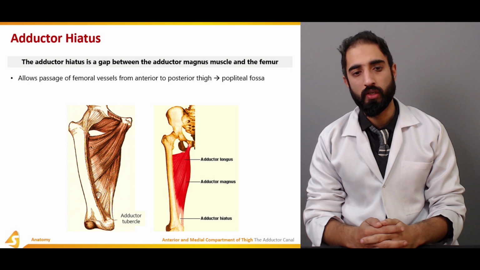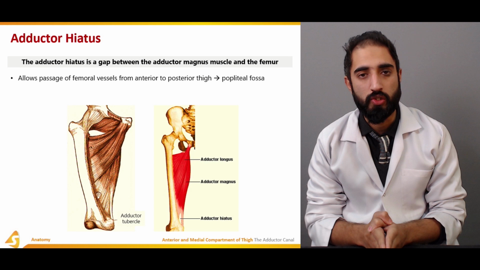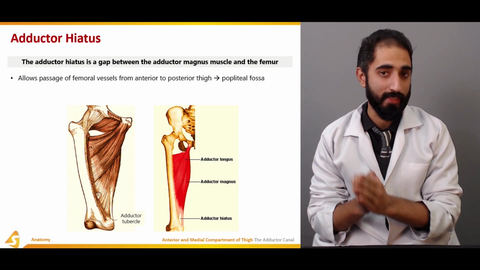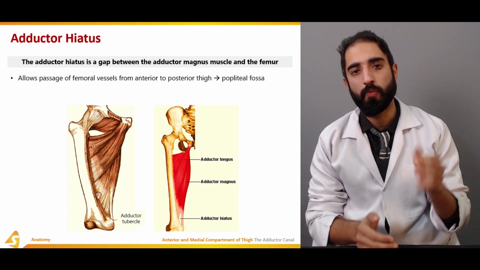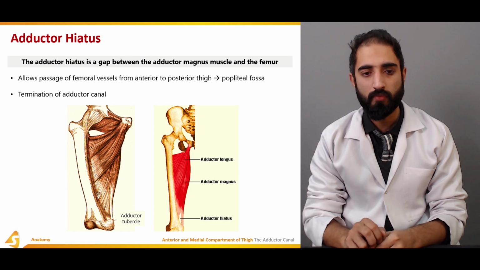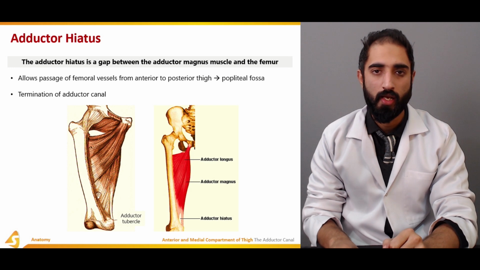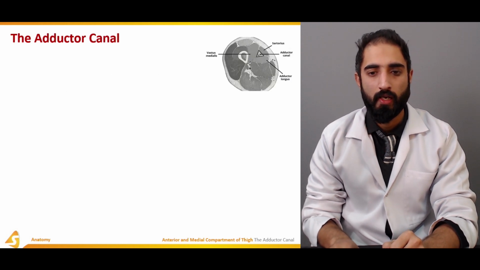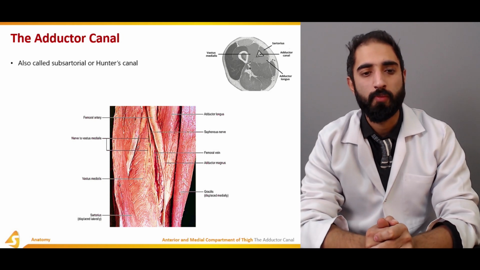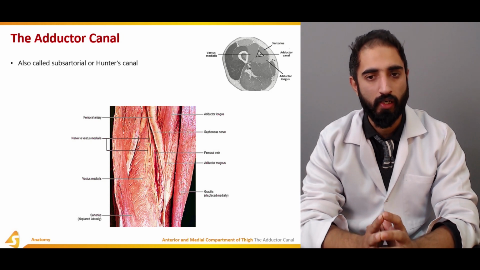adductor canal. So the adductor hiatus allows a passage of femoral vessels, including both arteries and veins, as well as the nerves, from the anterior to the posterior thigh and into the popliteal fossa. And as I already mentioned, it's also the end point or the termination of the adductor canal. Now, in order to understand the adductor canal, it is sometimes also known as the subsartorial canal as well as Hunter's canal.